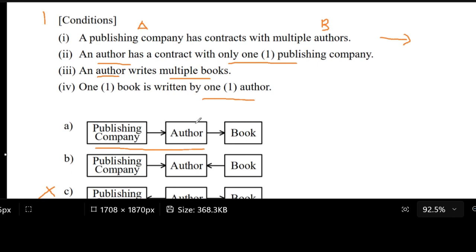It's saying, or the second part, which is in this case condition 3. An author writes multiple books. Similar to a publishing company has contracts with multiple authors, the direction should be going in this way. Author, multiple books, and one book written by one author. So that means that letter B is not correct, and so the correct answer remains to be letter A. I say remains to be, but it's the only one left. What I mean by that is letter A is the only one remaining among the choices. So that's why it's the correct answer.